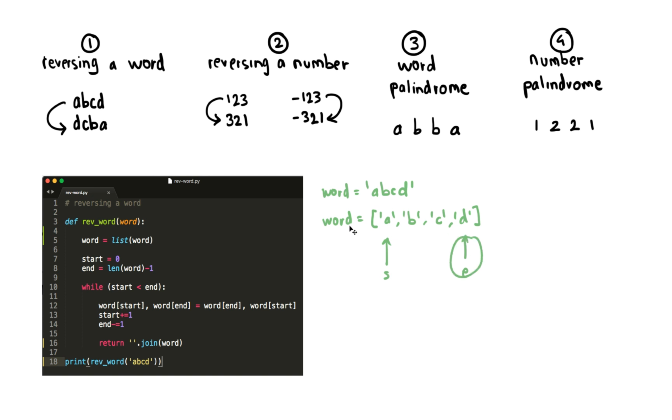We keep repeating this code as long as start does not cross the end pointer. So this code basically says we have to swap the characters at those pointers and then move the start pointer to the right and move the end pointer to the left. Let me quickly change the color here. So right now we swap A with D and then move this to the right and move this one to the left.